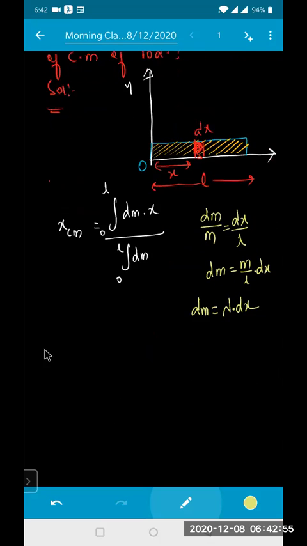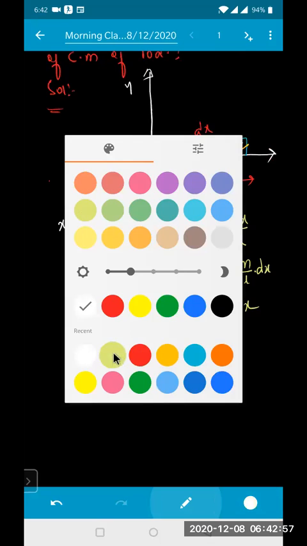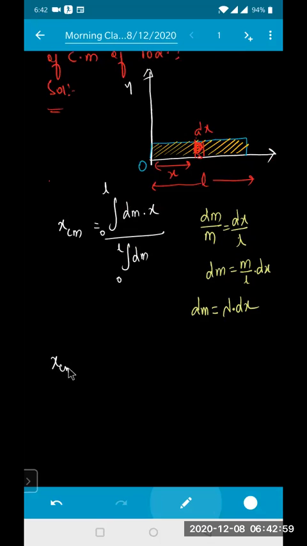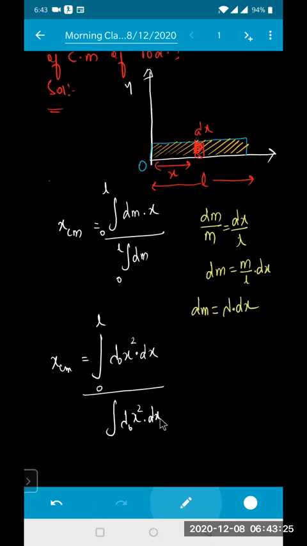Now simplify this. X_CM is equal to the integral of dm, which is nothing but lambda naught into x square into dx, with limits 0 to L, divided by the integral of dm, which is again lambda naught into x square into dx, with limits 0 to L.